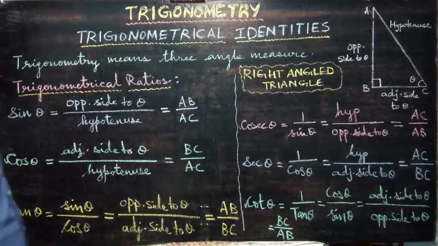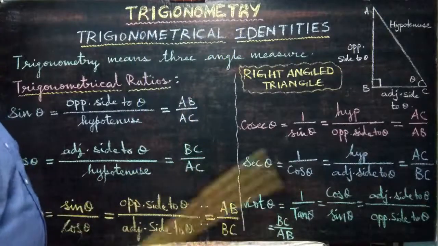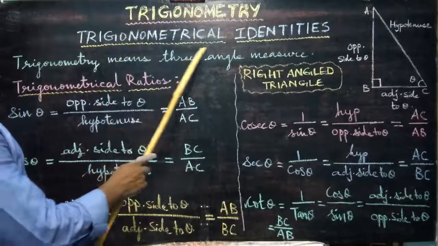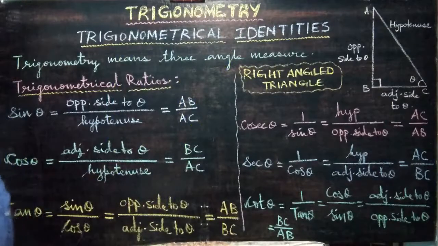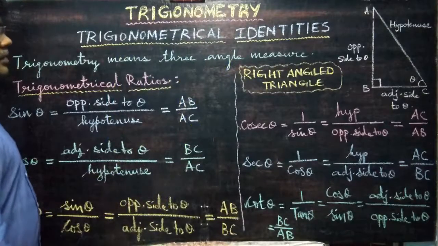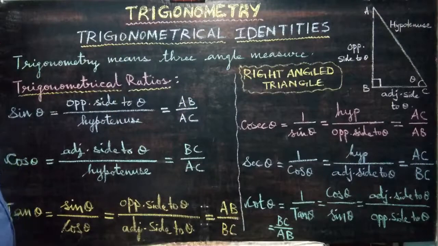Hi students, today we are going to start the trigonometry chapter. In that, trigonometrical identities, we already learned in 9th class. We have an idea on trigonometry. Once again, let's have a glance, a recap. Let's recall what we all studied in 9th class.